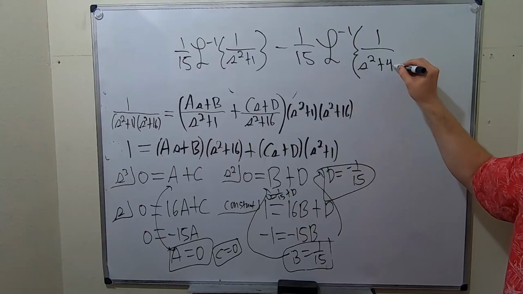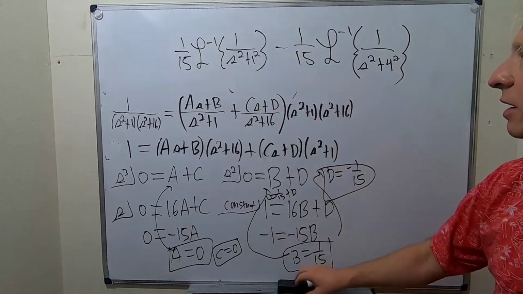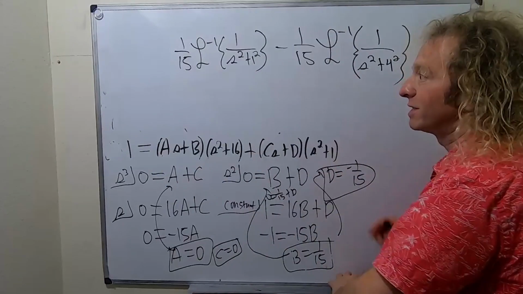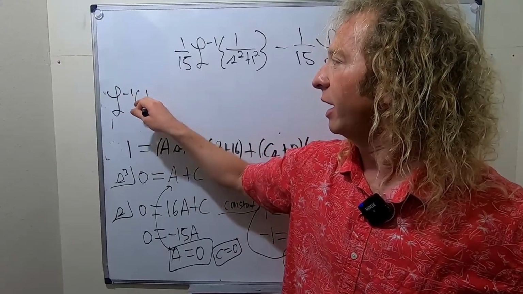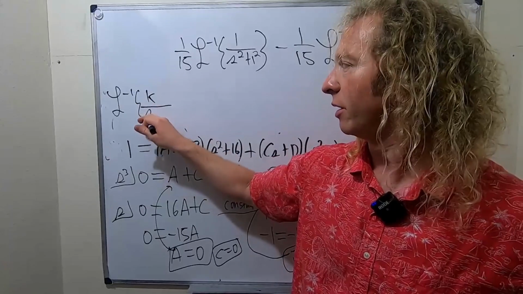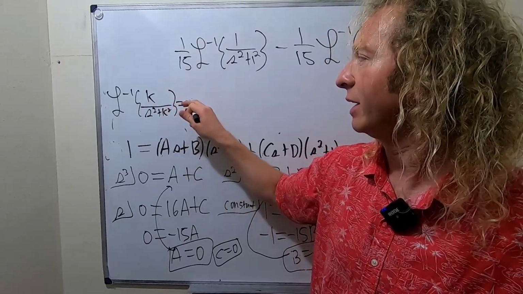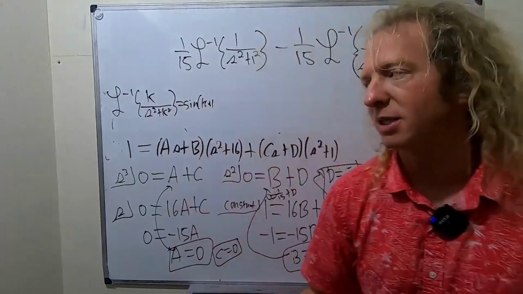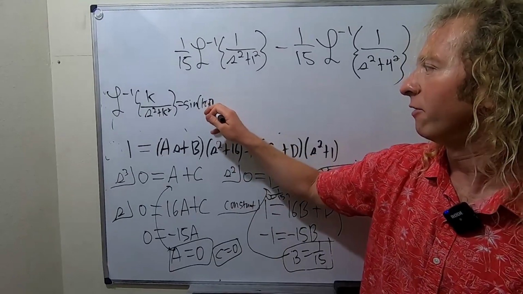Think of 16 as 4 squared, and think of 1 as 1 squared. The reason we want to do that is because now we're going to use the formula for sine. Recall that the inverse Laplace of k over s squared plus k squared is equal to sine kt. If you have an s here, just remember cosine has the s, sine has the k, and you'll be able to do this all day long forever.